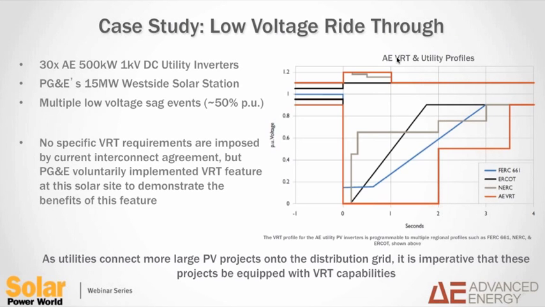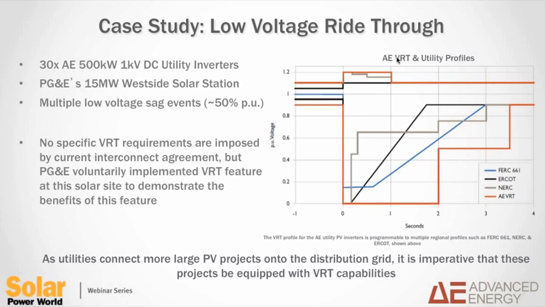Here's another example where there were 30 500 kilowatt AE inverters installed in a 15 megawatt plant for PG&E. And you remember us talking a little bit earlier about low voltage ride-through. So traditionally, low voltage ride-through isn't a requirement in distribution level applications, but PG&E voluntarily implemented this feature to demonstrate the benefits.